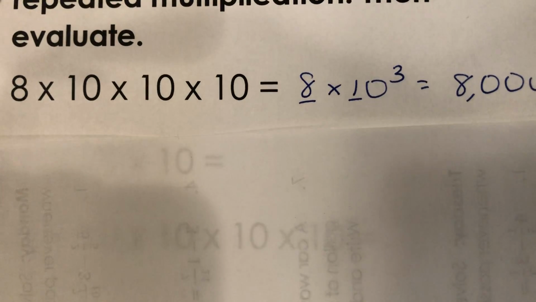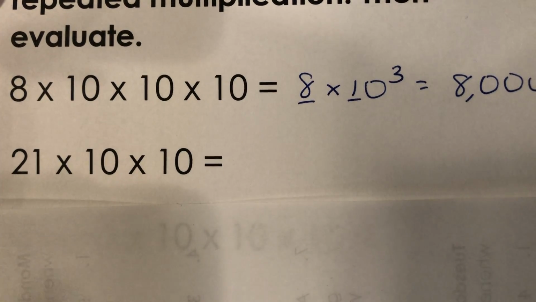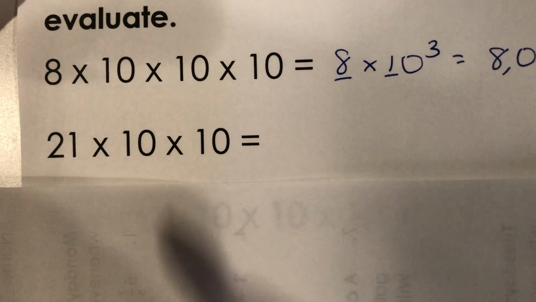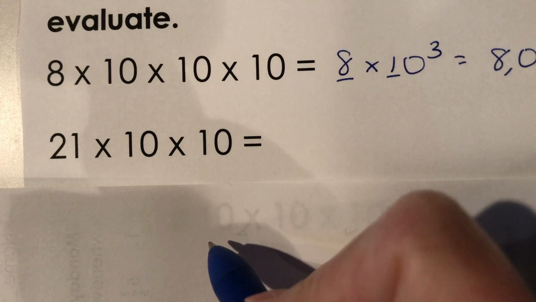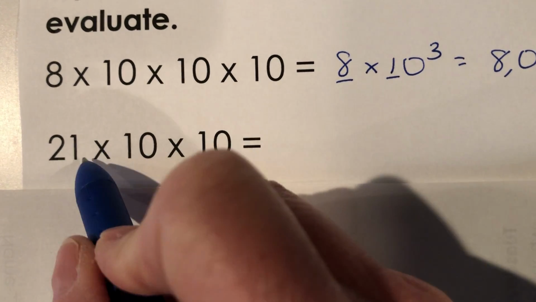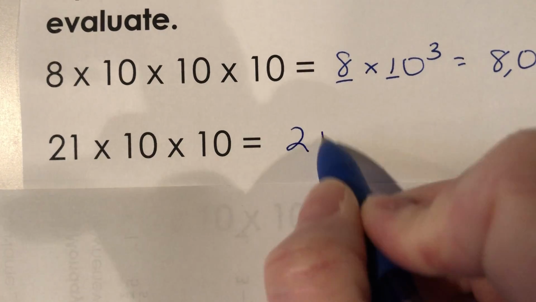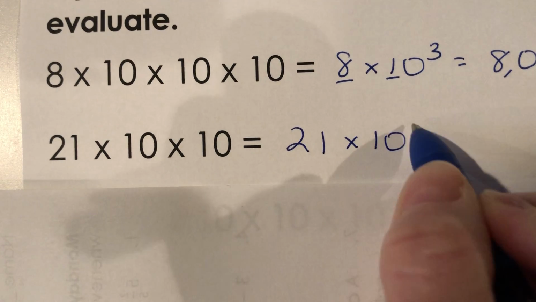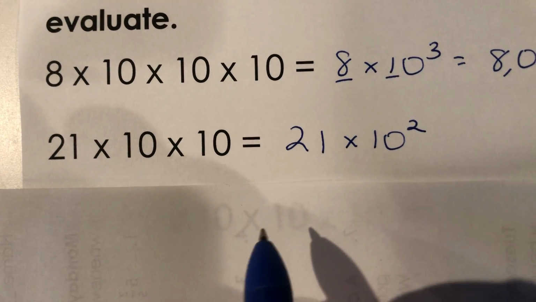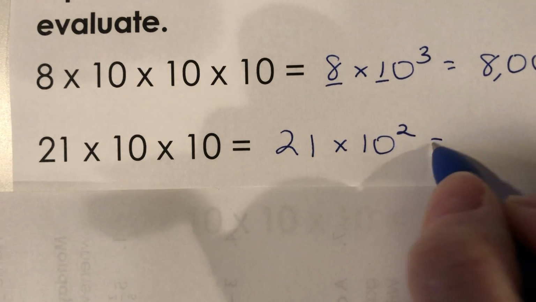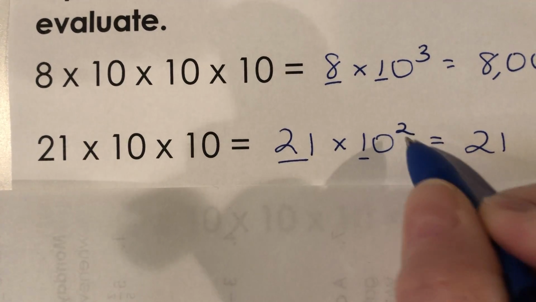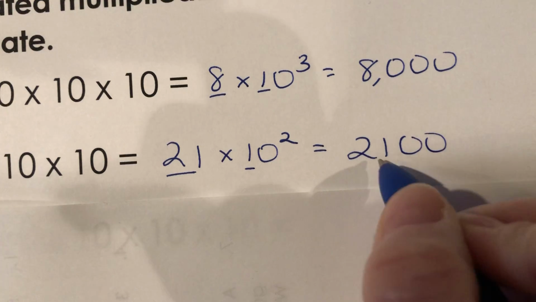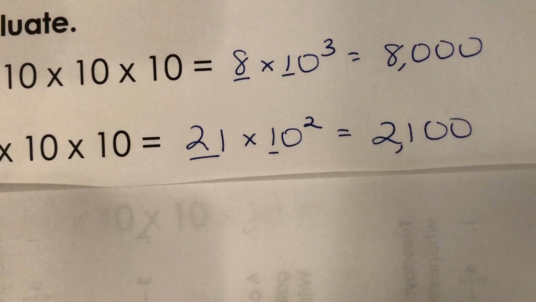All right, here's your next one. 21 times 10 times 10. Go ahead and rewrite that like this, and then solve it. Press pause, press play when you are ready. All right, so 21 times 10 to the second power, or 10 squared, and that is equal to 21 times 1 is 21, and that exponent tells me I need 2 zeros, so 2,100.